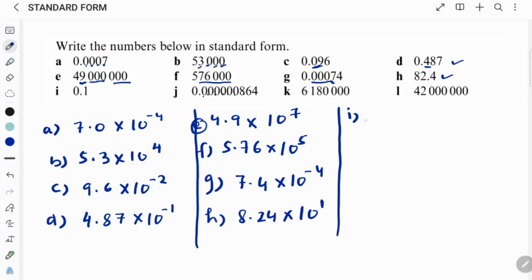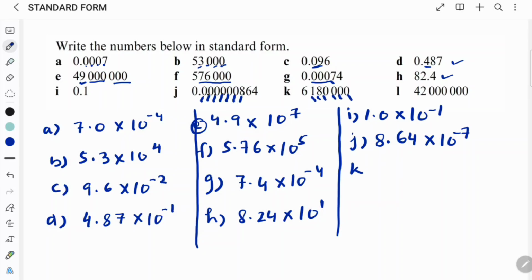0.1 is part I, so 1.0 into 10 to the power -1. Okay, part J, negative power, because we have 0 point, how many, 1, 2, 3, 4, 5, 6, 7th place you have 8, so -7 will be the power, 10 to the power -7. Okay, part K, positive power, 1, 2, 3, 4, 5, 6 power. Okay, so that will become 6.18 into 10 to the power 6.